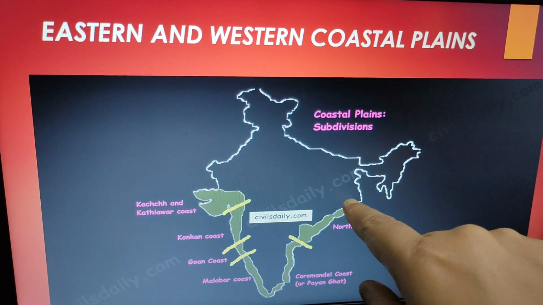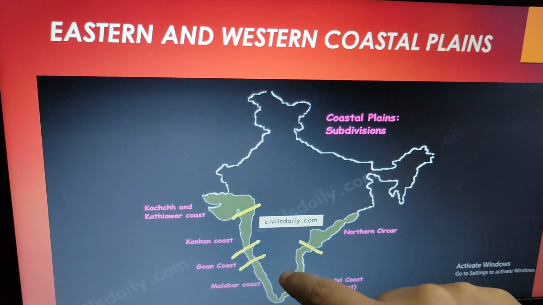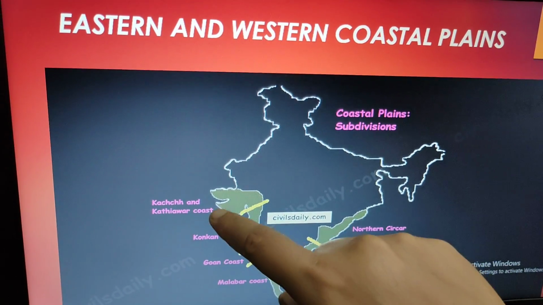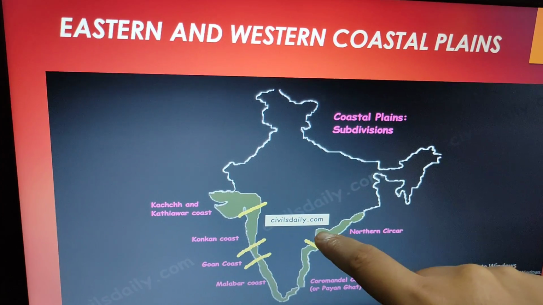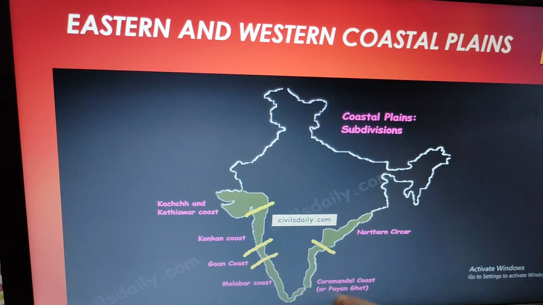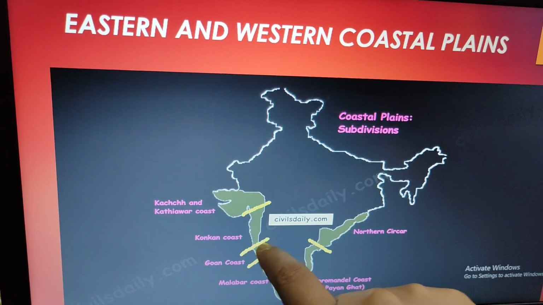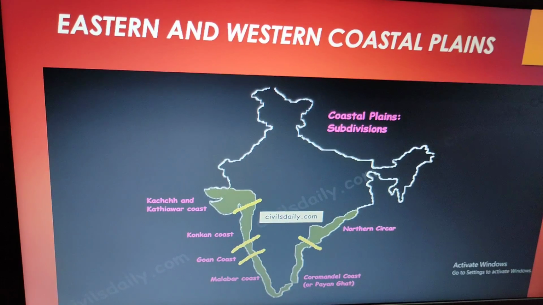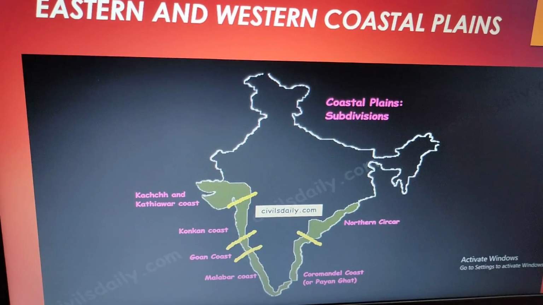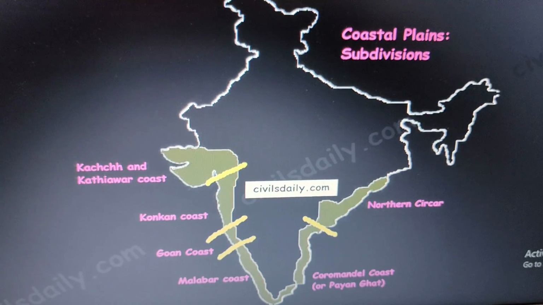It is sandwiched between your Eastern and Western Ghats, right? Eastern Ghats and Western Ghats. These are your coastal plains. This is your Northern Circars, the northern part, and the southern part is known as the Coromandel Coast. This is your Konkan coast, Goan coast, and your Malabar coast. So this is how the coastal plains of India are divided. We'll have a detailed review of it.